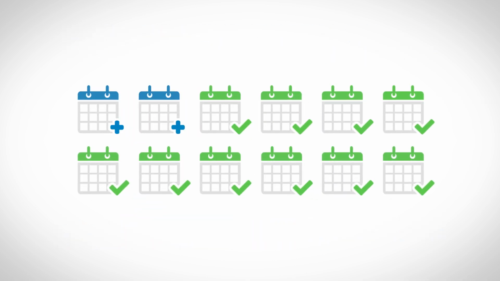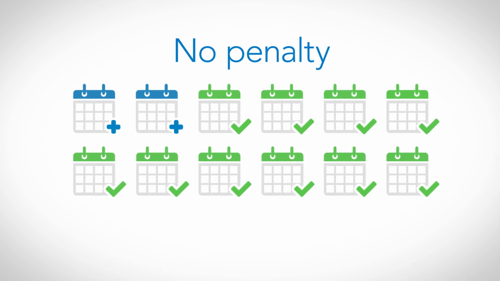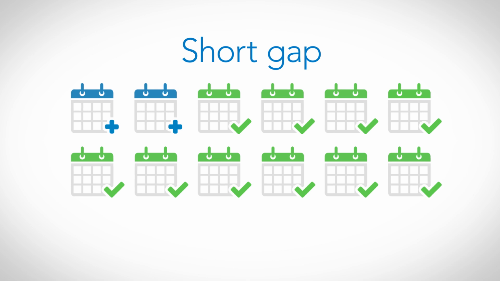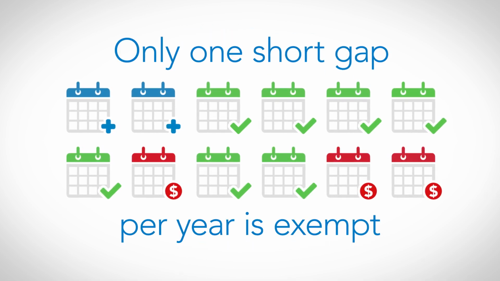If you're uninsured for less than 3 consecutive months, you won't have to pay a penalty for that time period. This is called a short gap. If you have more than one short gap in coverage during the year, your penalty exemption only applies to the first gap.